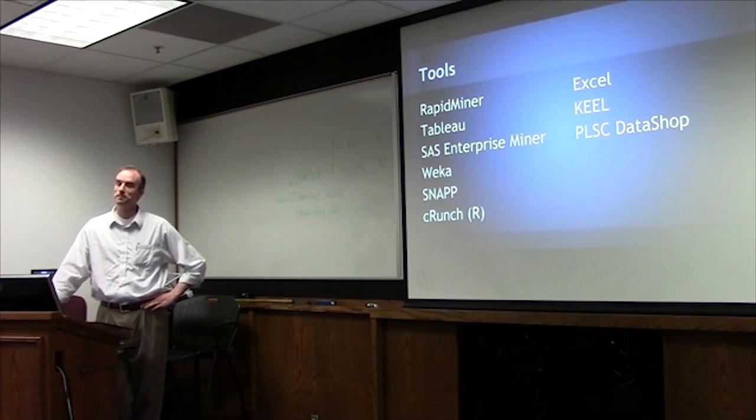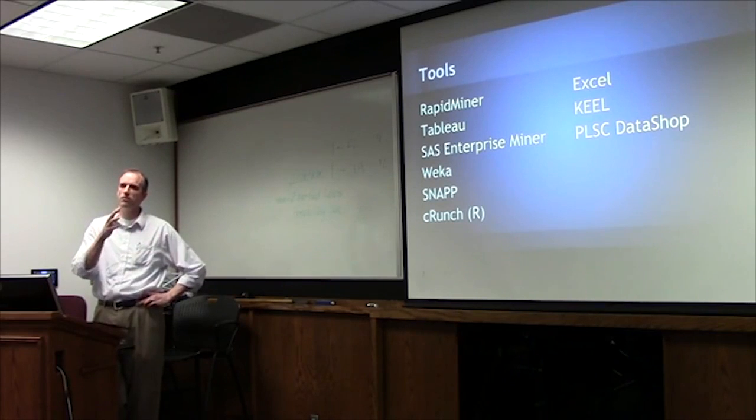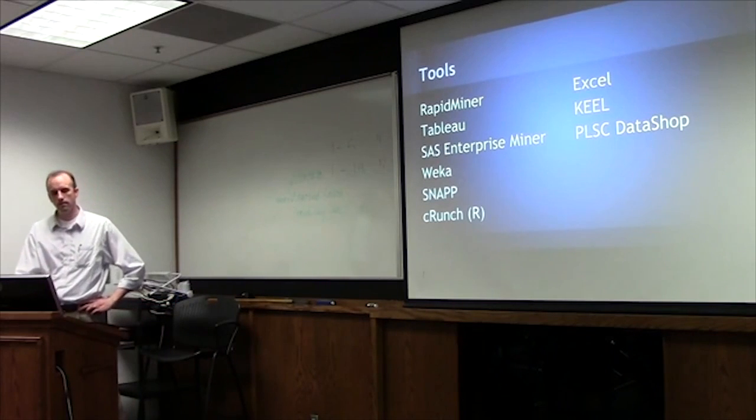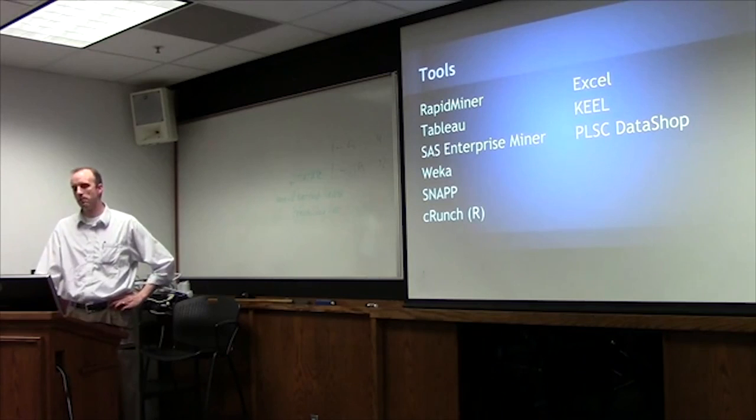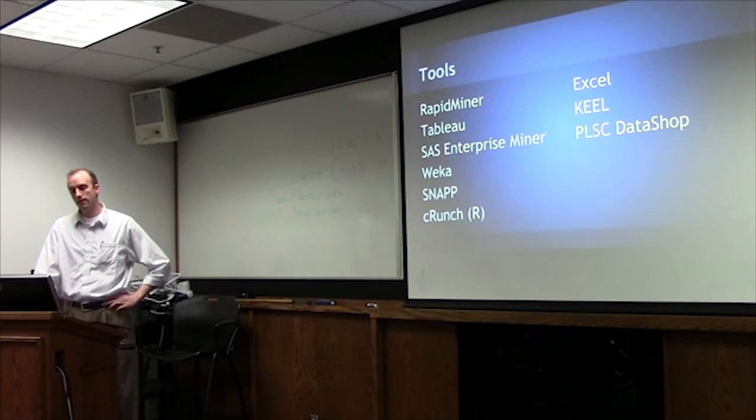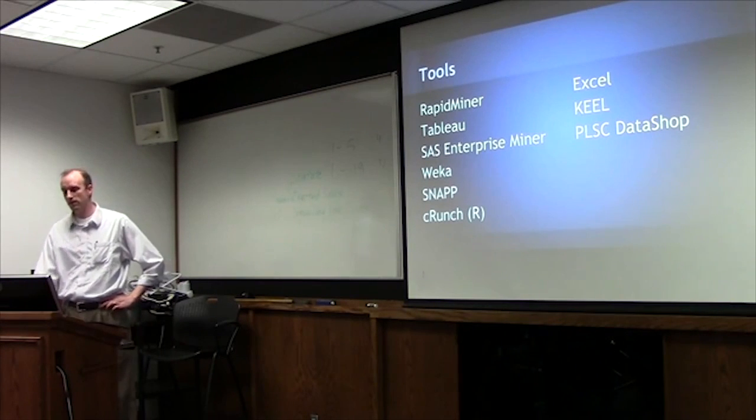Snap is a social network analysis tool. Crunch is kind of a platform which is based off the R statistics package, which is also free. In fact, most of these are free. Tableau is free for students, actually, just this year. Weka is free. Crunch is free. Excel is pretty available. Keel is another one.